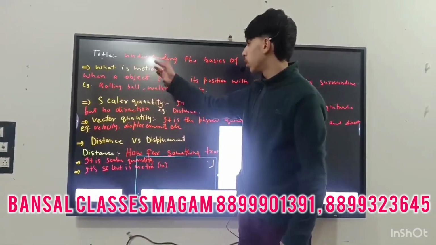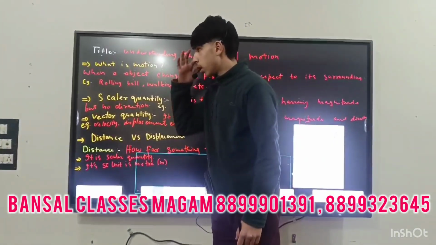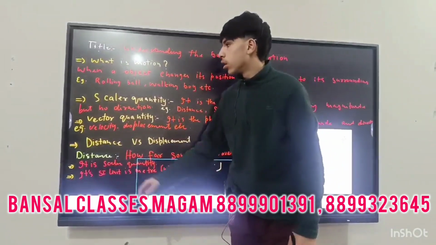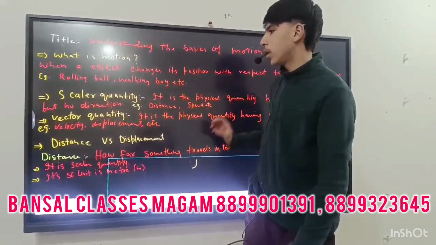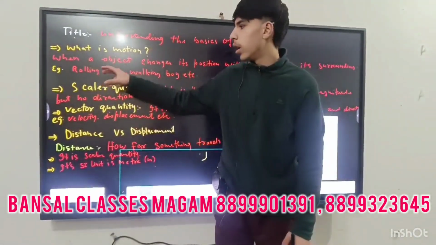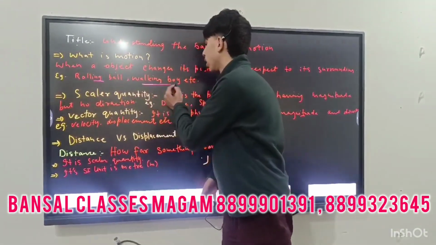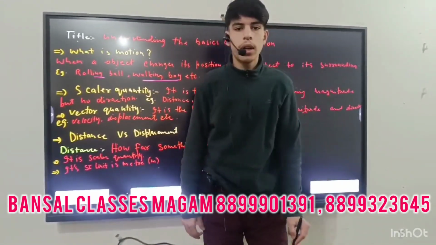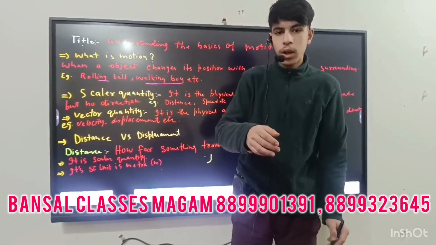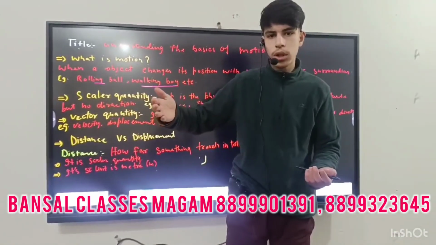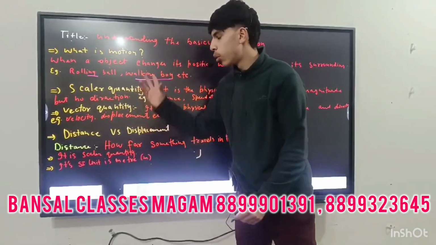Today my topic is about understanding the basics of motion. So basically, first we should know what motion is. Motion is when an object changes its position with respect to its surroundings. I have written some examples here: a rolling ball, a walking boy, etc. But let me give you a real life example. Like I'm changing my arm position. Now my arm is in motion because I changed its position with respect to its surroundings. Basically, that's the concept of motion.